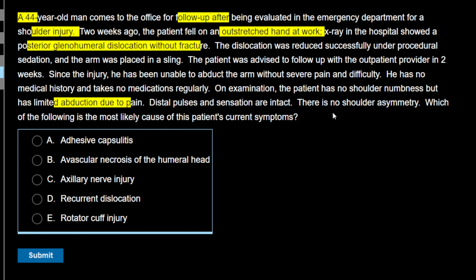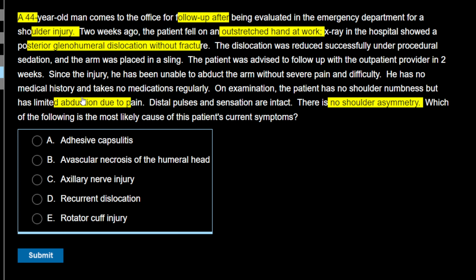So the question is why. When they say there's no shoulder asymmetry, that means the shoulder is back in place. There's no other glenohumeral dislocation. So which of the following is the most likely cause of this patient's current symptoms? It could be adhesive capsulitis, avascular necrosis of the humeral head, or axillary nerve injury.